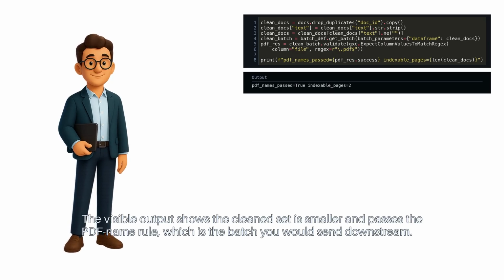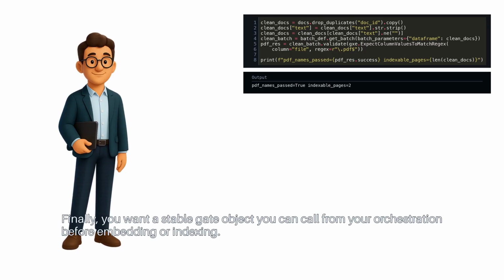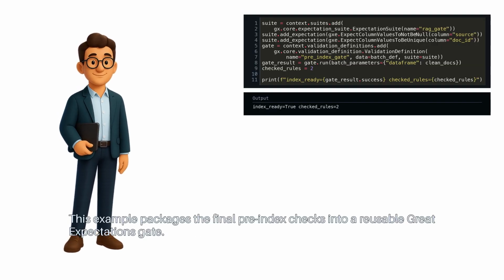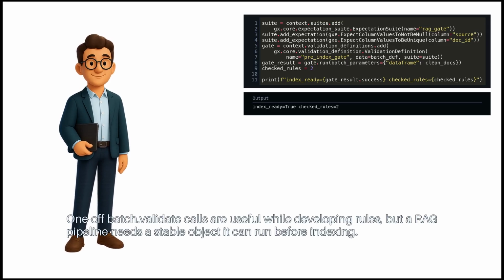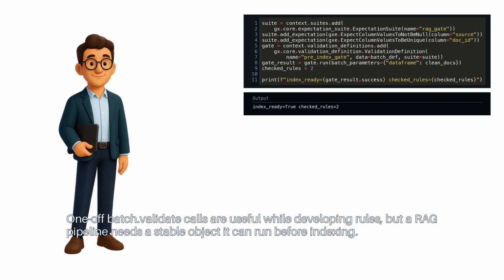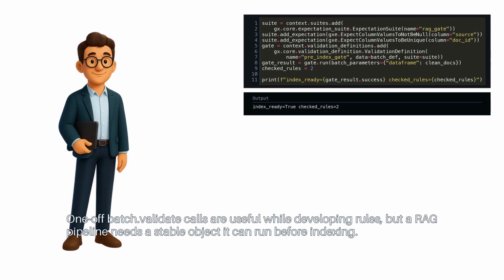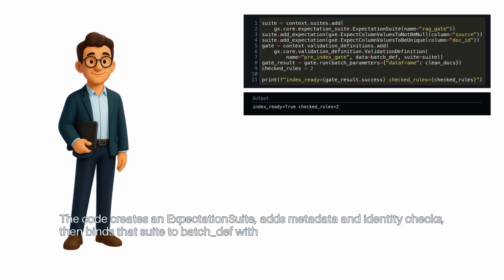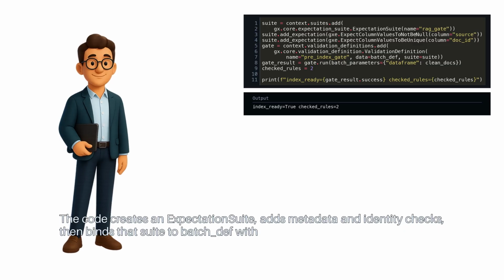Finally, you want a stable gate object you can call from your orchestration before embedding or indexing. This example packages the final pre-index checks into a reusable Great Expectations gate. One-off batch.validate calls are useful while developing rules, but a RAG pipeline needs a stable object it can run before indexing.